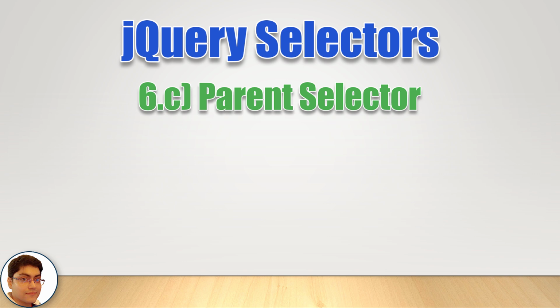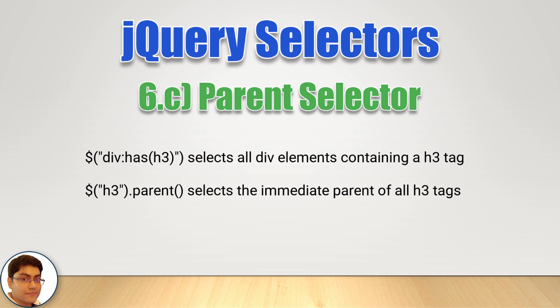C. Parent selector. To select parent elements, you can use the CSS :has selector. This selector allows you to target elements that contain a specific descendant. For example, $("div:has(h3)") selects all div elements containing an h3 tag.